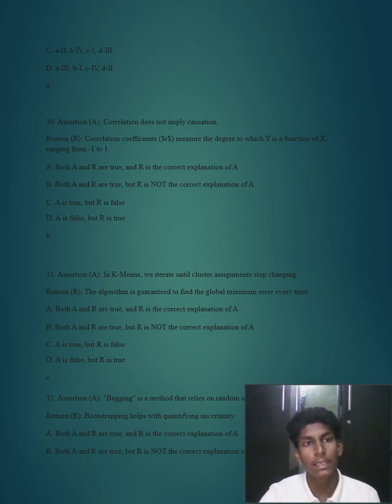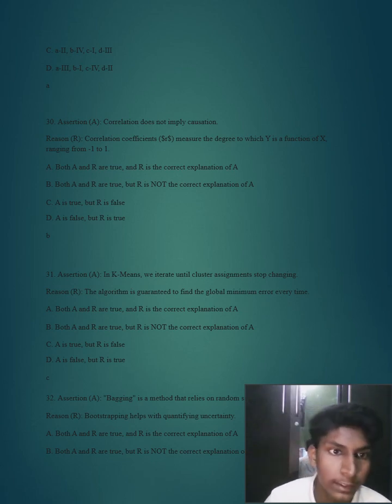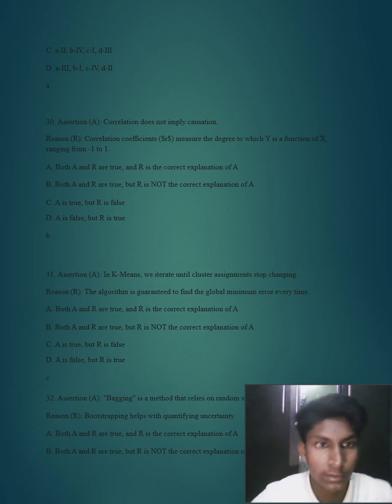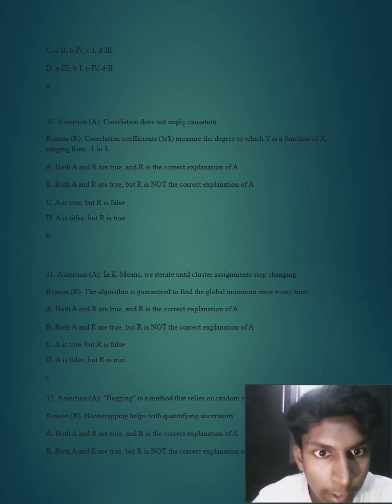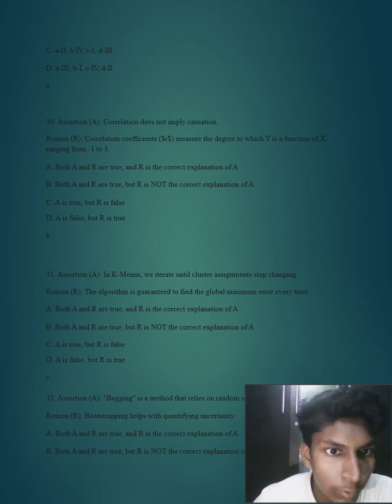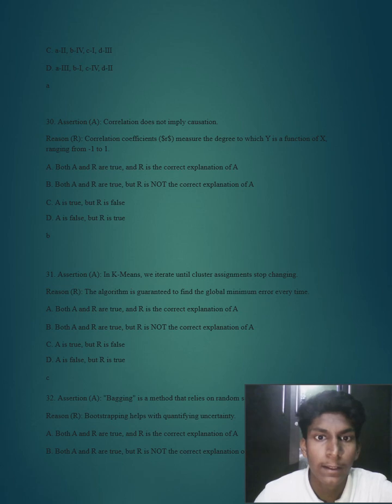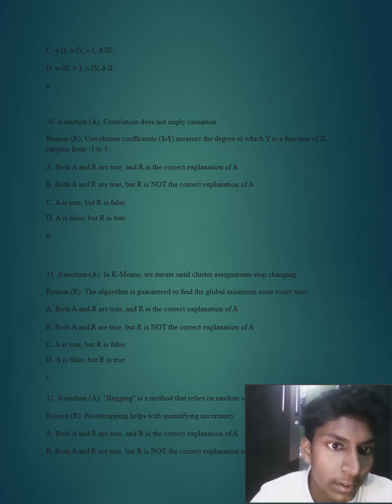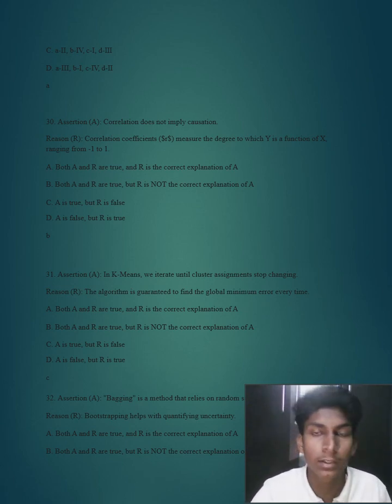On to the next question, we have question number 30, assertion and reason. The assertion is given as correlation does not imply causation, and the reason is correlation coefficient measures the degree of y, where y is a function of x, ranging from -1 to 1. So in this case, both assertion and reason are true, but the reason is not the correct explanation of the assertion. So option B is the correct option.